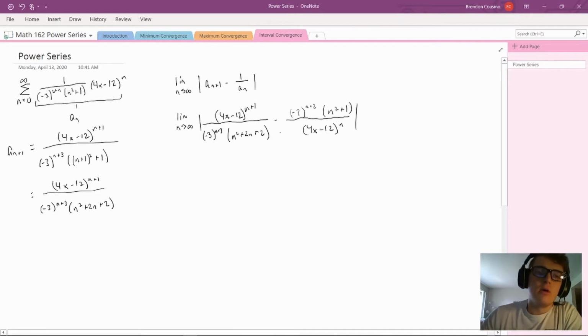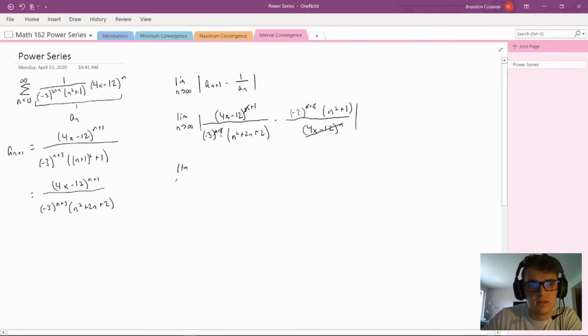Okay, so now we want to just be able to cancel out as much as we can. So this 4x minus 12 to the n, that's going to cancel with this exponent of n here, because using our exponent rules, we can just imagine this being a 4x minus 12 to the first power multiplied by 4x minus 12 to the n power. So then the n powers are going to cancel out. Same thing with the 3, the n power is going to cancel with the n power there, and this 2 is going to cancel with 3 to make this a 1 here. Okay, so then let's see what we have left.